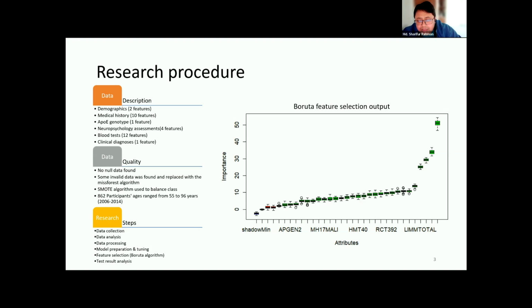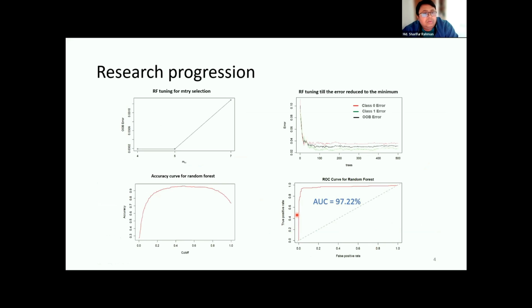So automatically with the Boruta feature selection algorithm, we couldn't drop them. We only could drop 2 features that you can see with the red marks here. So we could only reduce 2 features from the feature selection algorithm. So in this way, our research progressed.